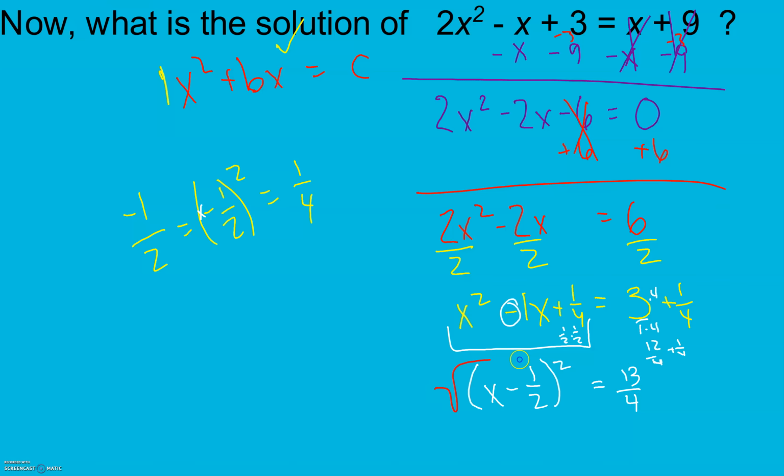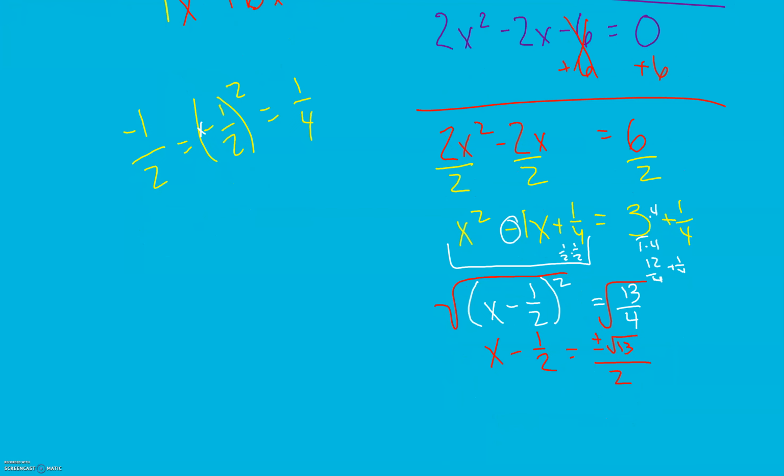To get rid of my square, I'm going to take the square root of both sides. The square root of 13 is just the square root of 13, but the square root of 4 gives me 2. So the square root of 13 is going to stay the square root of 13, but I can take the square root of 4 and just get 2. Now I'm going to add a half to get my x by itself, and I get 1/2 plus or minus the square root of 13 over 2.